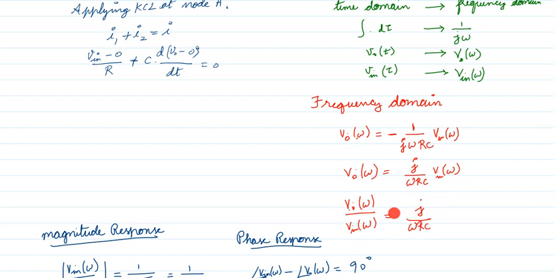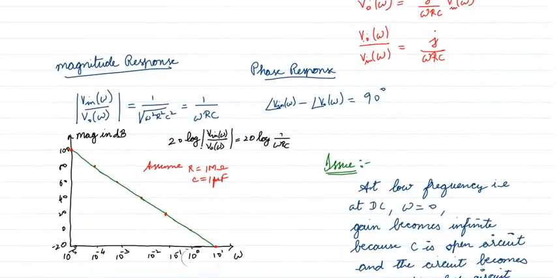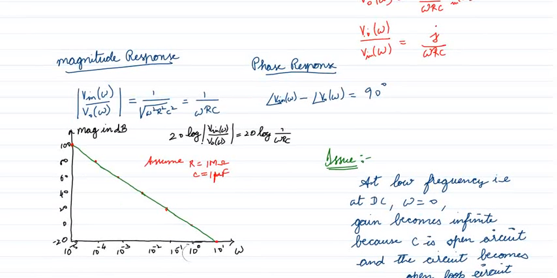Okay. Now I'm going to find the magnitude response. In the magnitude response, what we do, we take the magnitude, right? What is the magnitude of j? 1. The magnitude of the denominator term is square root of omega square R square C square. Square root and square get cancelled out. So 1 by omega RC. Expressing things in decibel scale, 20 log magnitude is equal to 20 log 1 by omega RC. So this is the magnitude response.